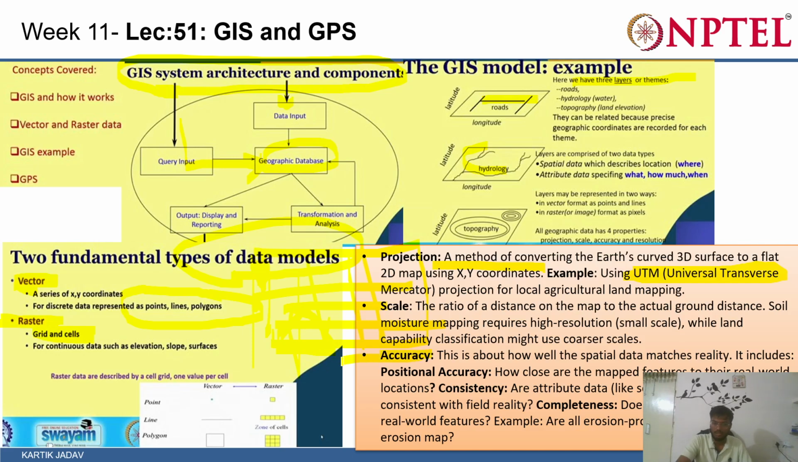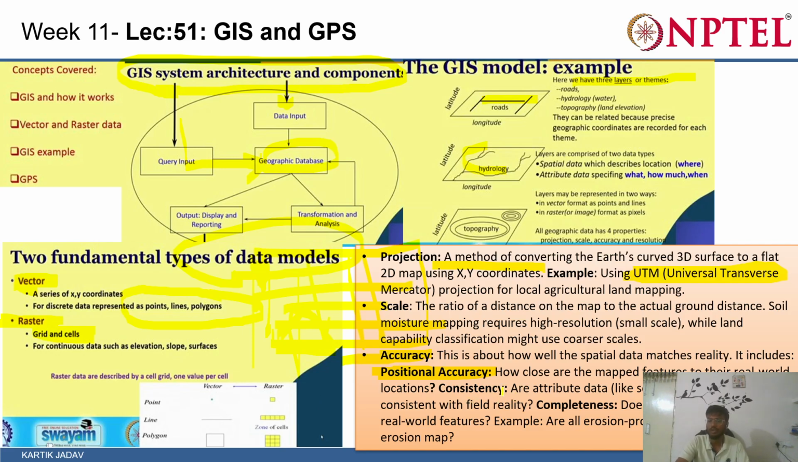Then accuracy. Accuracy is about how well spatial data matches reality. There are three aspects to that. First, positional accuracy, which means how close the map features are to their real-world locations. Whatever data we collect in the field is not at the exact location, so estimation of positional accuracy is very important.